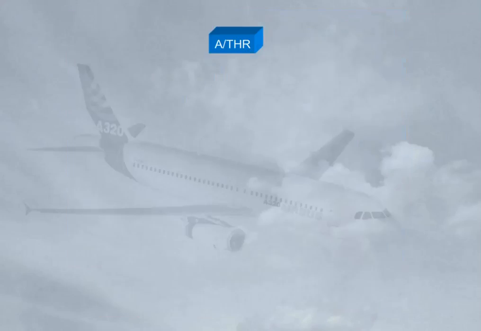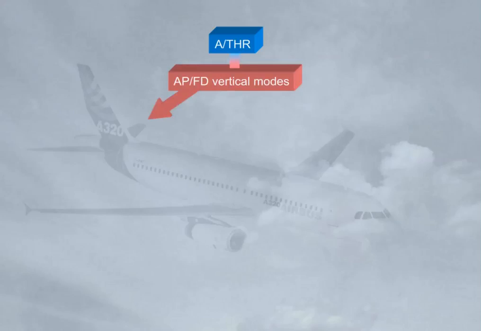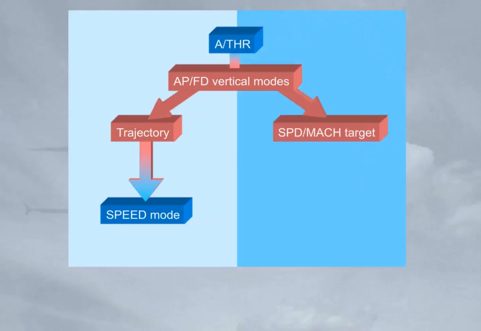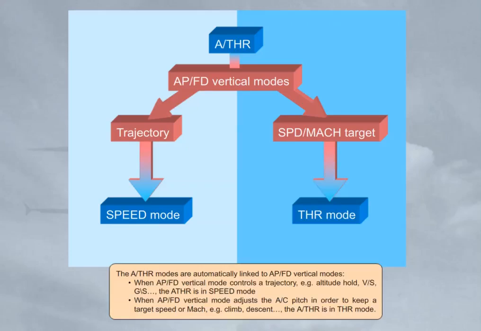The auto thrust modes are automatically linked to autopilot flight director vertical modes. When the autopilot flight director vertical mode controls a trajectory, e.g. altitude hold, vertical speed, glide slope, the auto thrust is in speed mode. When the autopilot flight director vertical mode adjusts the aircraft pitch in order to keep a target speed or Mach, e.g. climb, descent, the auto thrust is in thrust mode.